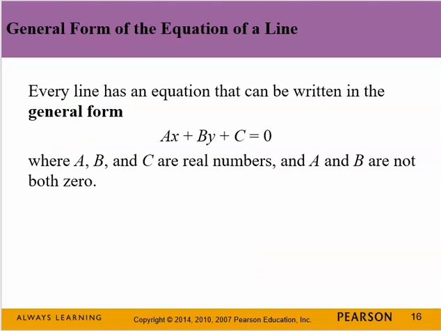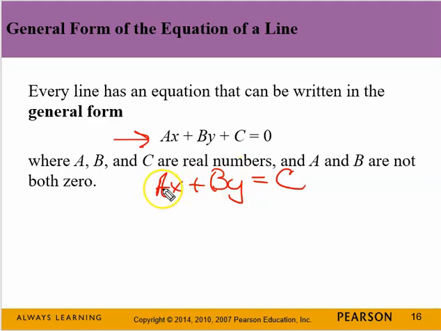Now here they're giving us an equation of a line, the general form. Now the standard form is usually ax plus by equals c. Normally on this side it would be a negative c, but this is what often is used in textbooks. Here they're just putting everything over on one side.